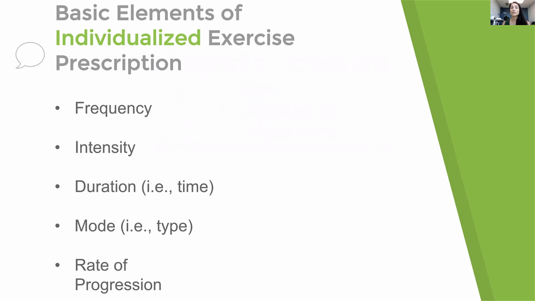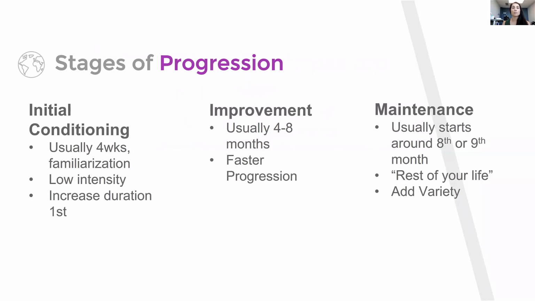So for cardiovascular training, this could be swimming, it could be elliptical, it could be biking, it could be running. Or for resistance training, it could be pin select, it could be circuit training, it could be more power training. So it depends on what you're programming. And then rate of progression is actually something we're going to get into next. And there are different stages of progression.